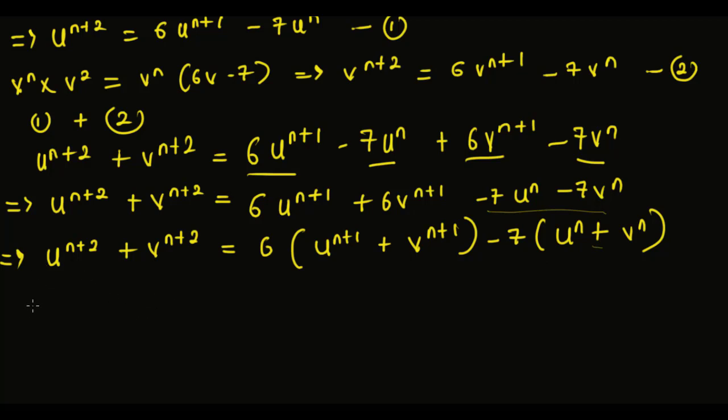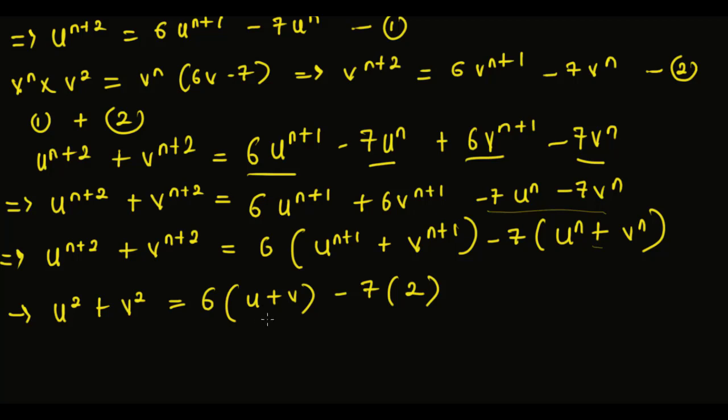So for n is equal to 0, we're going to have u squared plus v squared is equal to 6(u plus v) minus 7 times (u raised to power 0 plus v raised to power 0). U raised to power 0 is 1 and v raised to power 0 is 1. So this is going to be 1 plus 1, which is going to be 2.